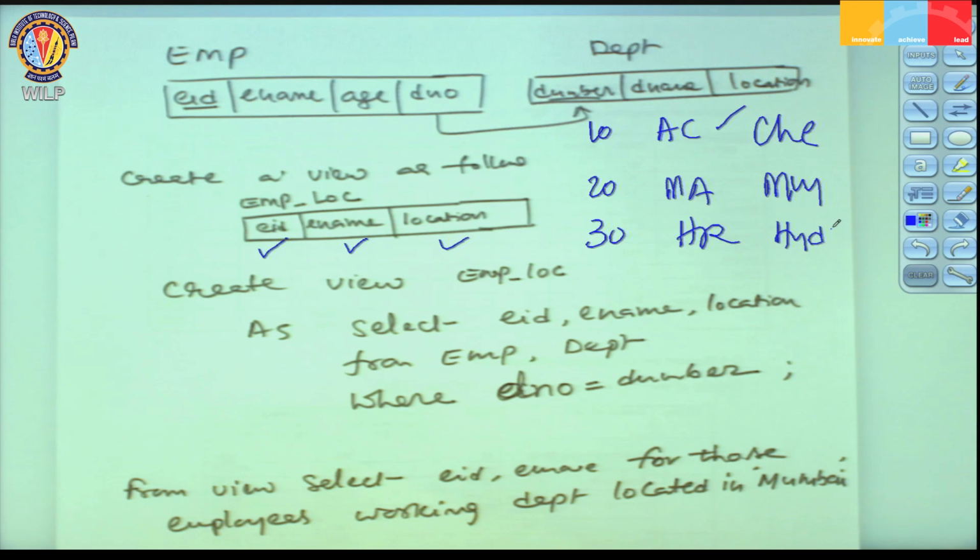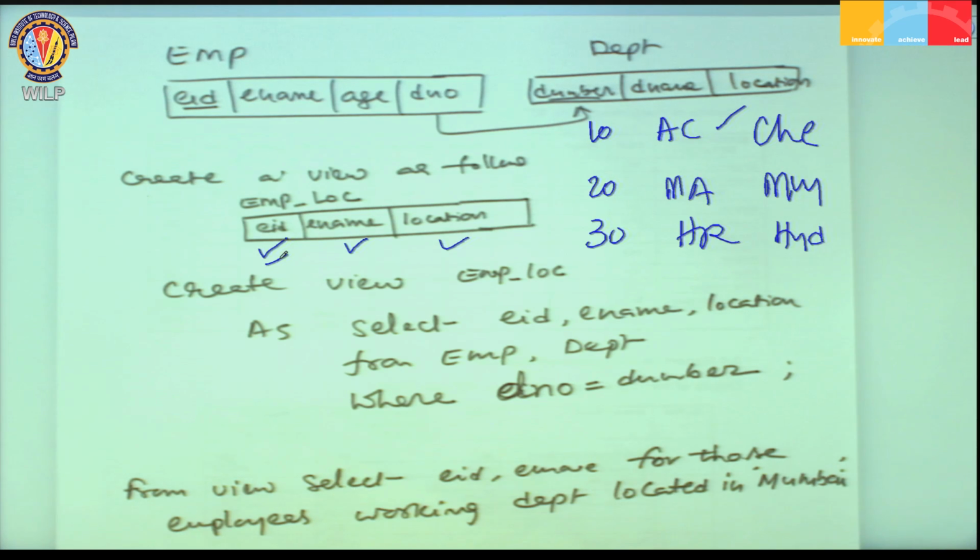So, for every employee, a particular end user or application program wants this data: only employee ID, name, and the location where he is working.